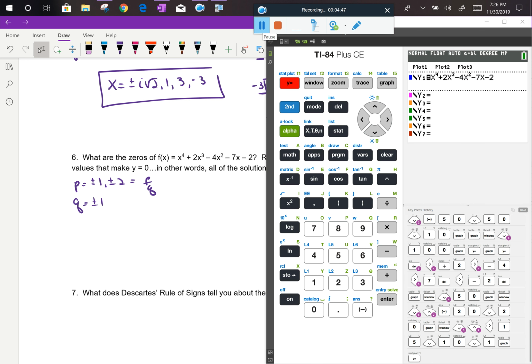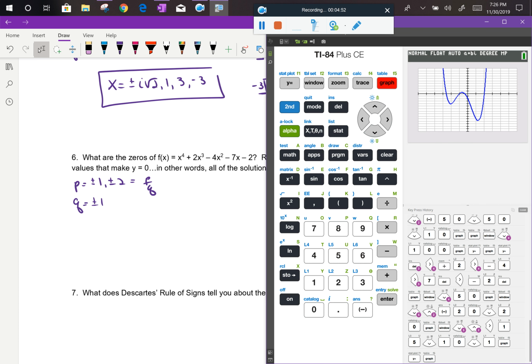So just as we've done in the previous problems, we're going to enter this equation into y1 and take a look at the graph. When we do that, we can see one pretty clear x-intercept. It looks like it's crossing at 2. And here it looks like maybe it's crossing at -1, but then I see some unclear x-intercepts. I see an x-intercept over here. It looks like it's between -2 and -3, and another x-intercept between -1 and 0.